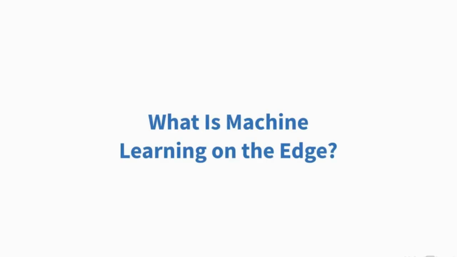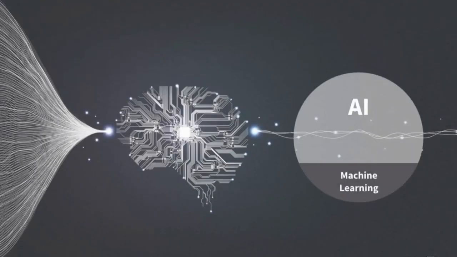This is a course about machine learning. In particular, machine learning on what's called the edge. So what is machine learning? And of course, what do we mean by the edge? Well, machine learning is part of artificial intelligence. Artificial intelligence, or AI, broadly refers to systems that allow constructed things or machines to act smart.